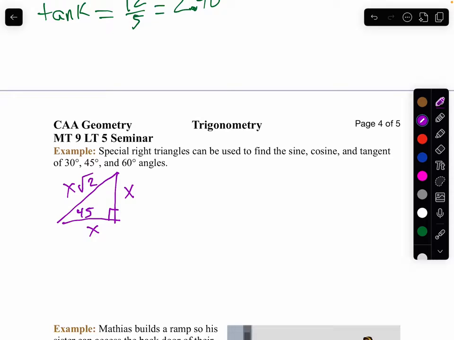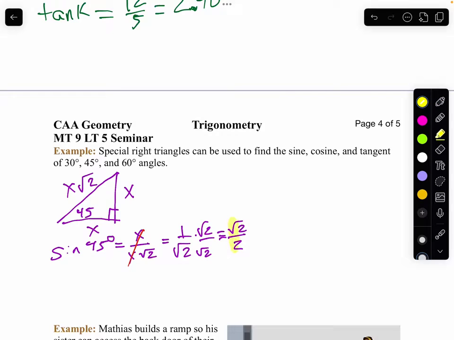So let's go through these. The sine of 45 degrees is the opposite, which is x, over x times the square root of 2. Notice my x's reduce, so I get 1 over the square root of 2. And remember, anything to do with radicals, you can't have a square root of 2 or any square root in the denominator. So I'm going to get square root of 2 over 2.